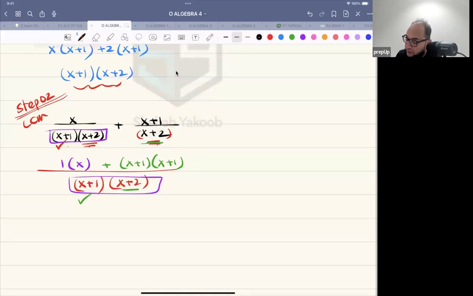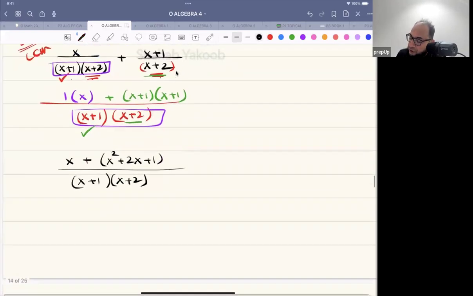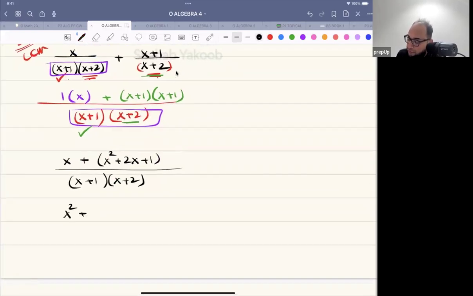So now let's proceed. So this is x plus x square plus 2x plus 1 divided by x plus 1, x plus 2. So this is x square plus 3x plus 1 divided by x plus 1, x plus 2.